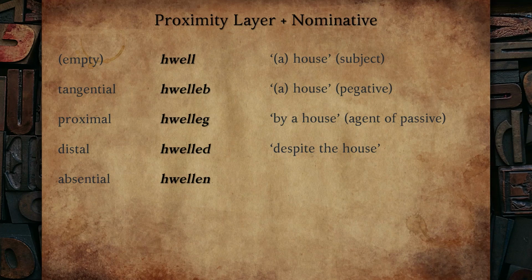Then we have the absential, Huelin, which marks the subject of a passive. So Huelin would be "a house" or "the house" in the sentence, "the house was hidden by trees".